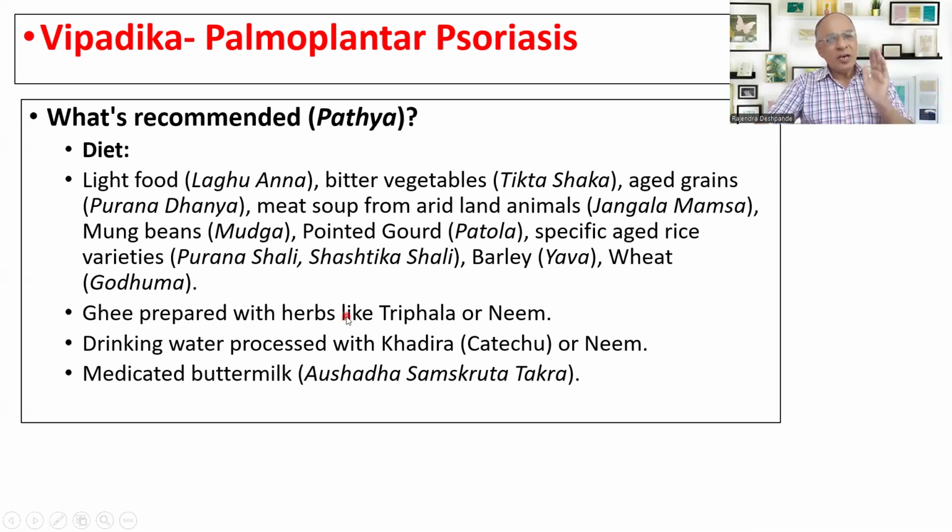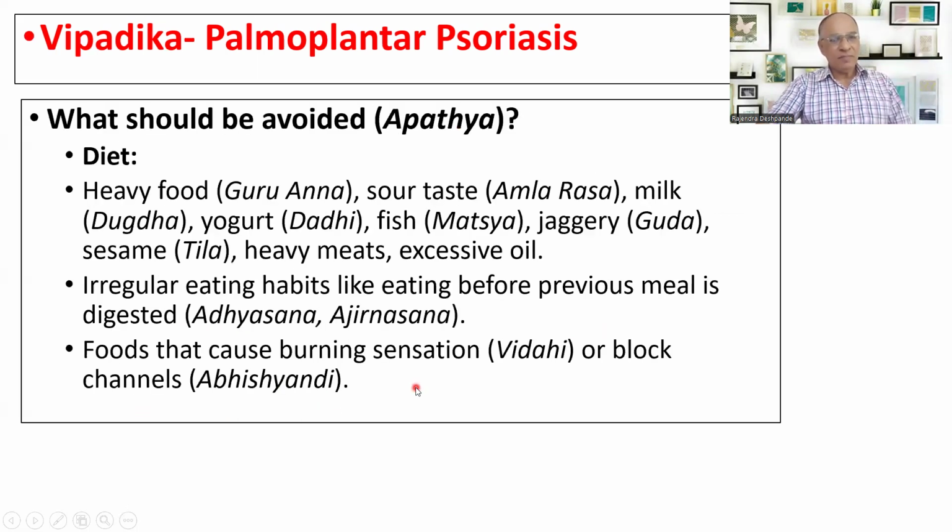Ghee prepared with herbs like triphala or neem is better to consume. Drinking water processed with khadir, catechu, or neem is better. Medicated buttermilk, that is aushadh takra, is also beneficial.